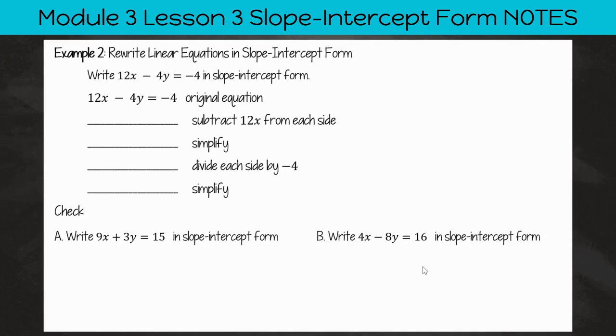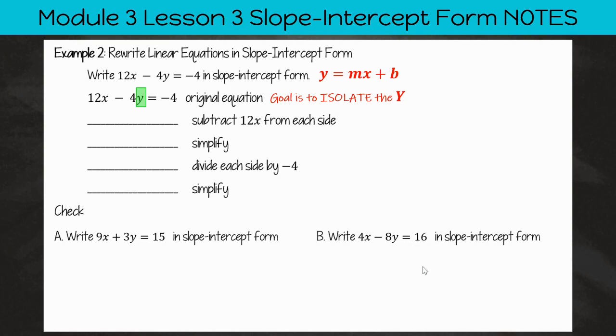All right, in example 2, we are going to rewrite the linear equation in slope-intercept form. So they've given us an equation in standard form, 12x minus 4y equals -4, and we need to rewrite that in the form y equals mx plus b. So we did some of this previously when we had to rearrange equations back in Module 1. So now we're just going to remember what we learned and use our properties of equality to isolate the y value. So remember here, our goal is to isolate that y, get that y by itself.